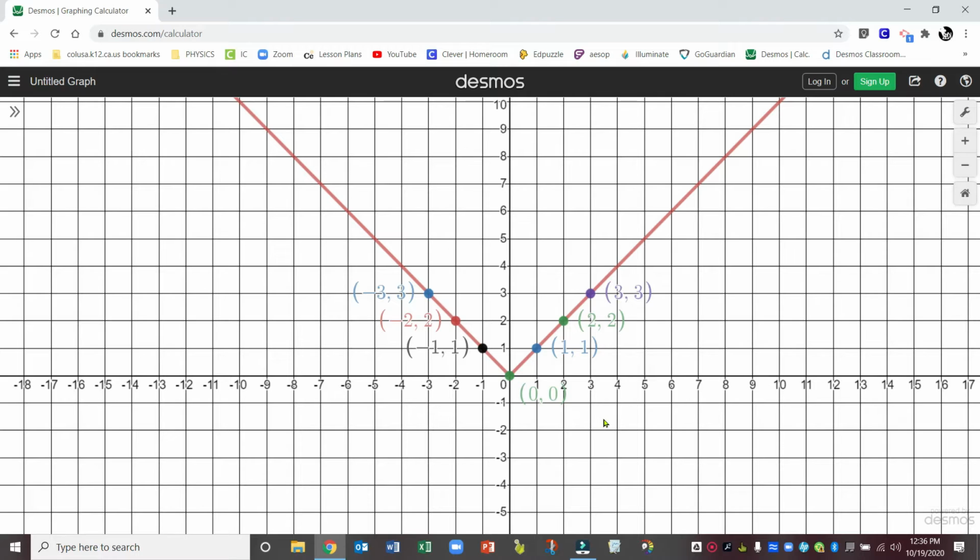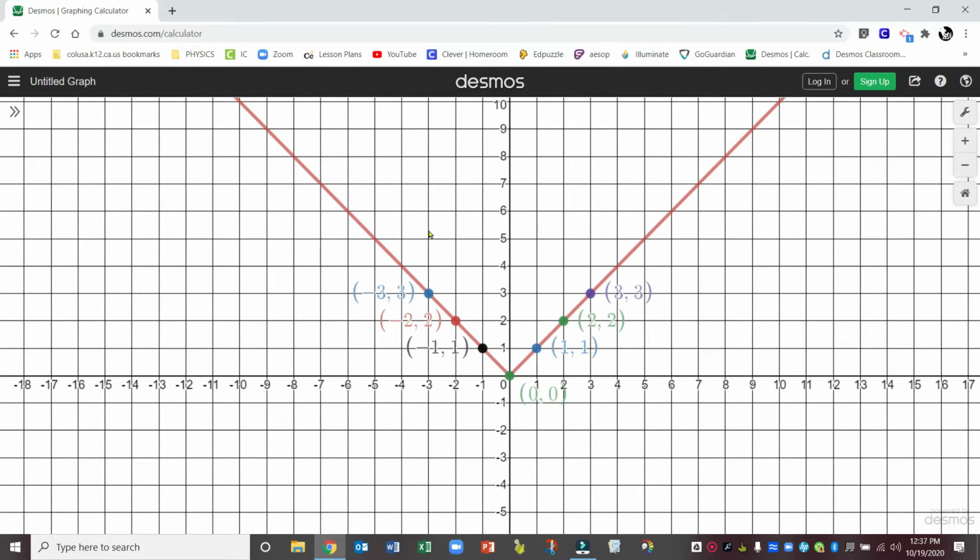The next thing that we want to talk about is which part of the graph is increasing and which part of the graph is decreasing. So if we start on the right side of the graph, the x's are increasing. And while the x's are increasing, the y's go from 0 to 1 to 2 to 3. They're also increasing. So while the x values are increasing, the y values are increasing. So the right-hand side of the graph is increasing where x is greater than 0.